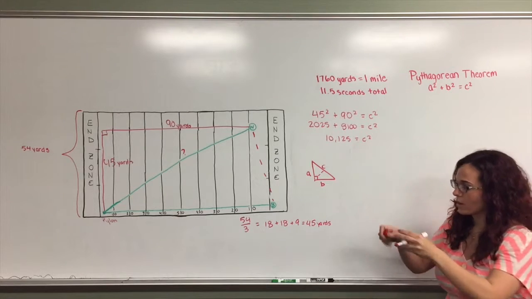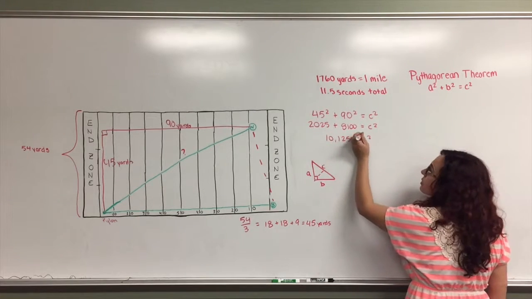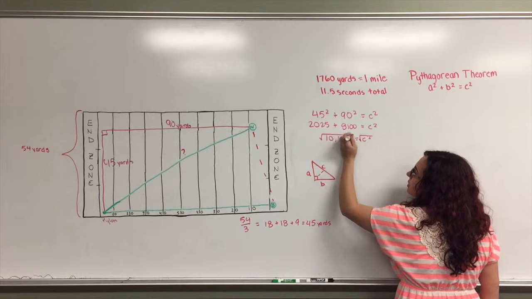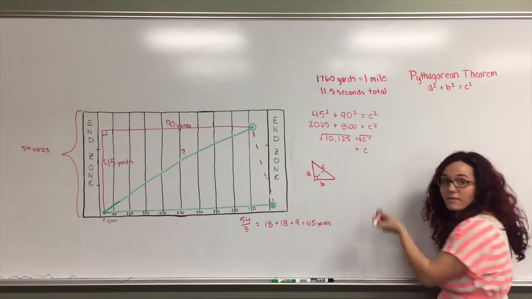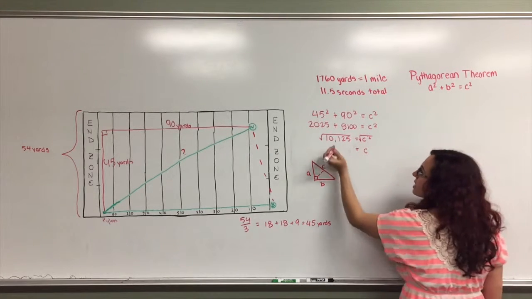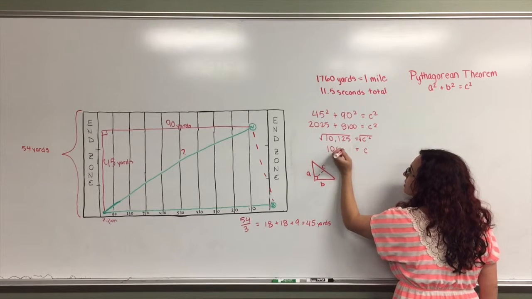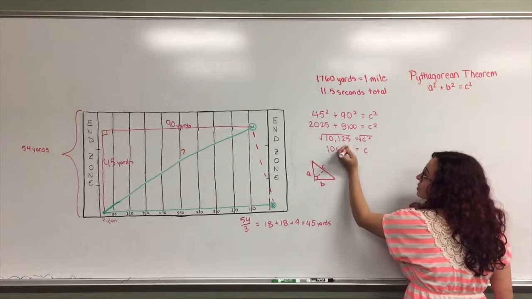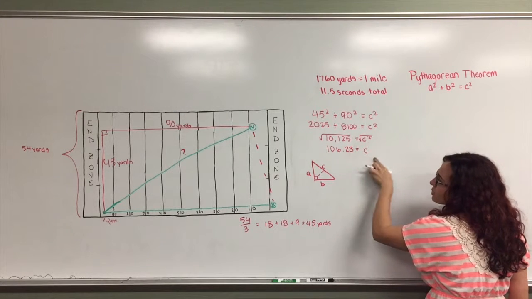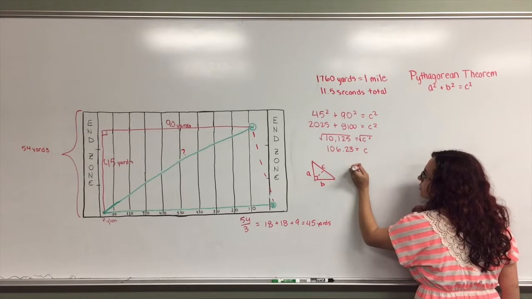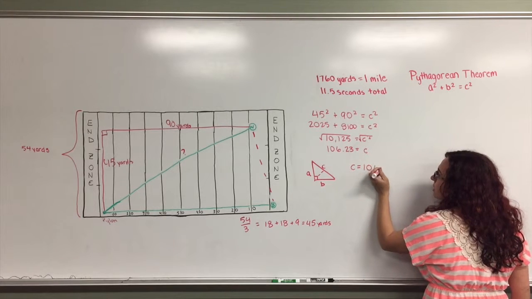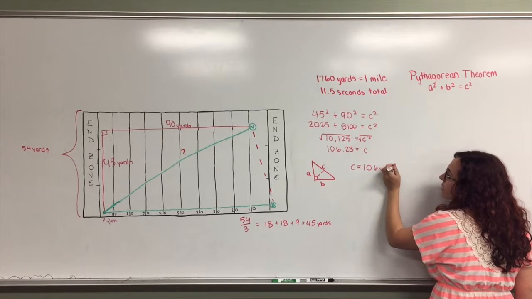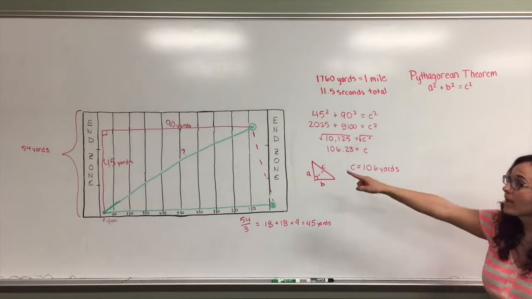Because this is still c squared. So what we need to do is take the square root of both sides, and then we're going to find c. So the answer to this is 106.23. So because of this, we're just going to round that, c equals 106 yards. Remember, we have to label everything in a unit, and our unit right now is yards.